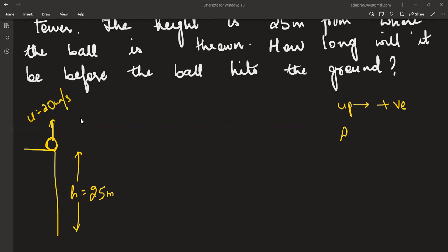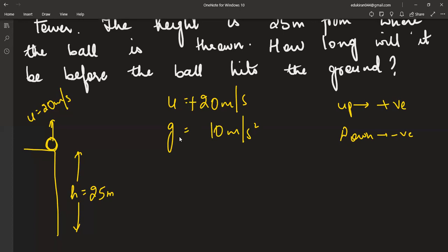Okay, so height is 25 meters. So we are taking downwards as negative. Initial velocity is 20 meter per second. So if the ball is going upwards, we have taken up as positive, so this will be positive. Acceleration due to gravity is 10 meter per second square, so downwards will be negative.